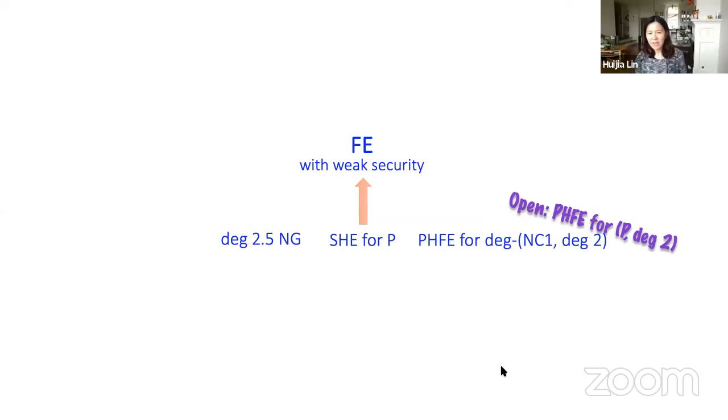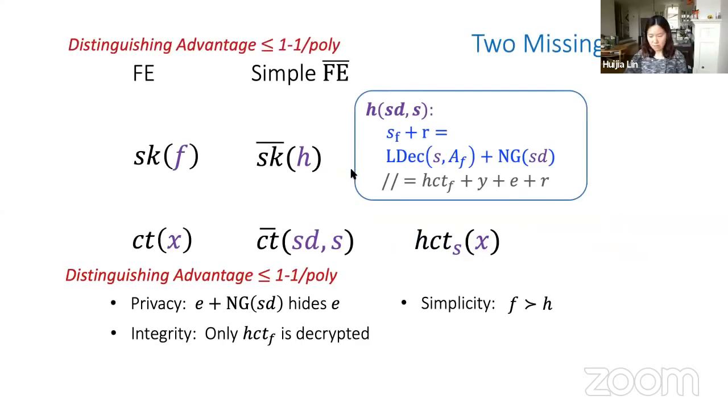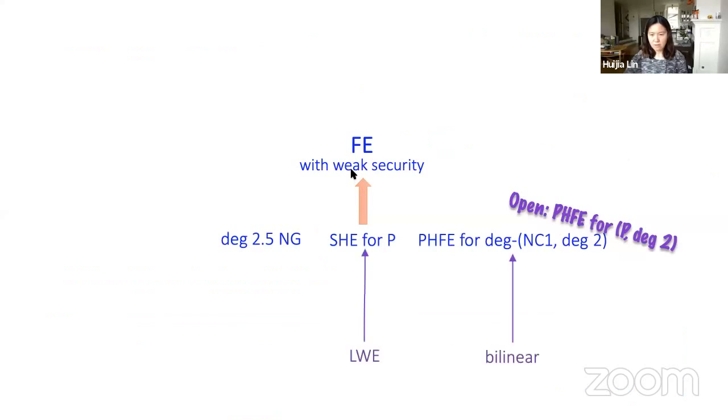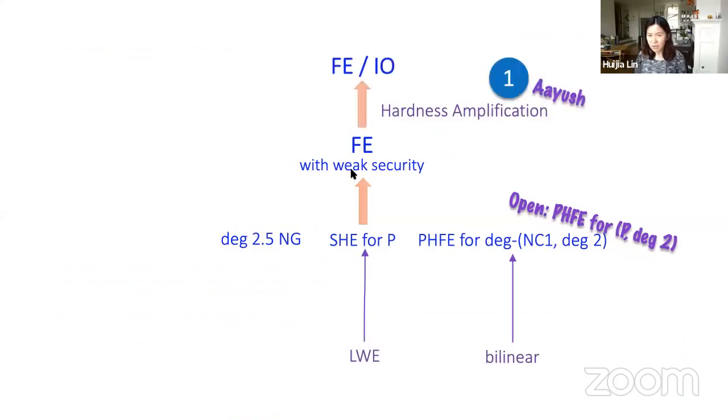What we have seen for now is that this degree 2.5 generator, special homomorphic encryption, and partially hiding functional encryption can be used to build a functional encryption with weak security. Why weak security, which I sort of hid under the rug, is that this noise generator actually only has partial hiding property. And because it's not complete hiding, it leads to functional encryption with only weak security. In order to get full functional encryption and hence IO, we will need to do hardness amplification. And this is what Ayush is going to talk about next.